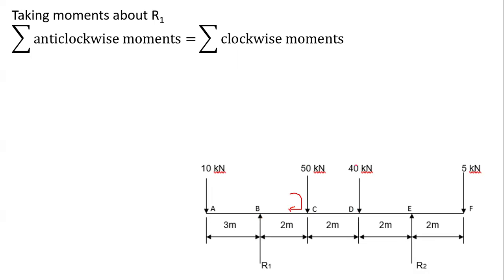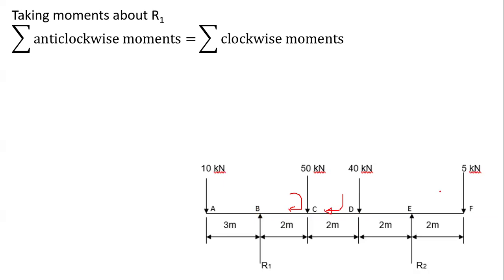The same thing with 40 multiplied by the distance up to where R1 is. We're talking about the distance from point D, where the 40 kilonewtons is acting, up to point B, where R1 is acting. That distance is the sum of 2 and 2, giving us a 4. So 40 times 4.